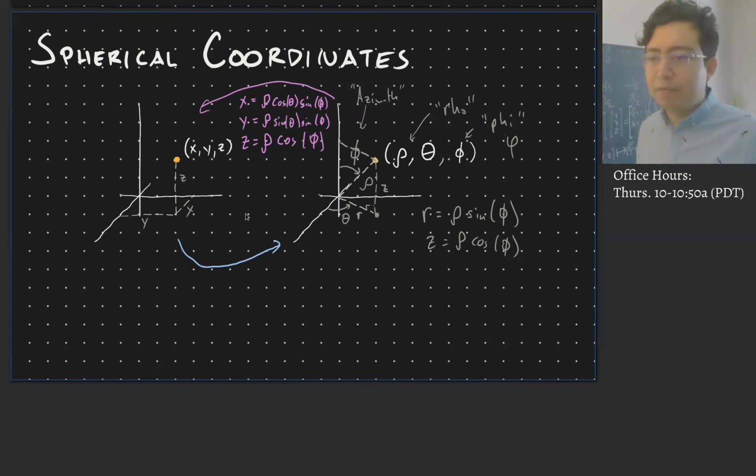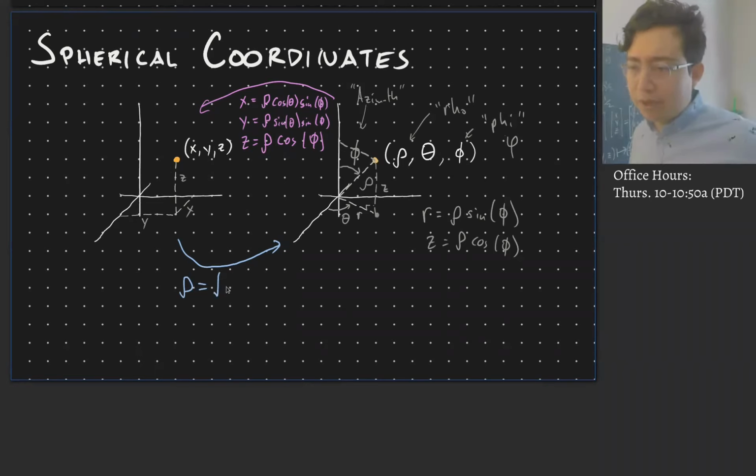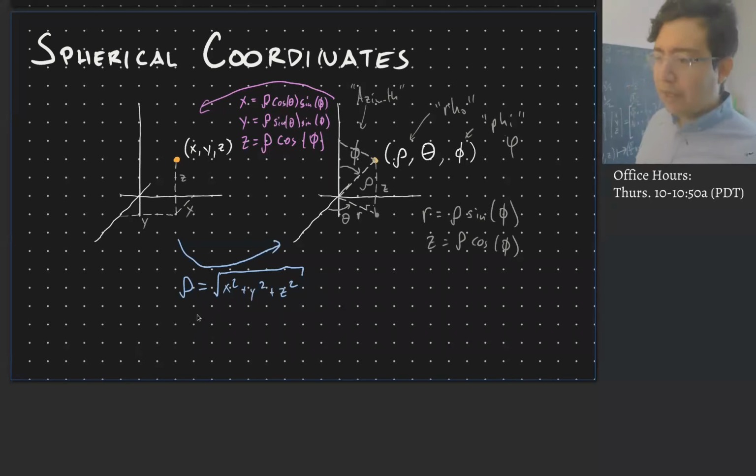again, some of this might come from our understanding of the polar coordinates. But you can get the rho here is probably the easiest, because the rho is just the distance from the point to the origin, which is just the square root of x squared plus y squared plus z squared. Okay. Now these other two are going to be trickier.